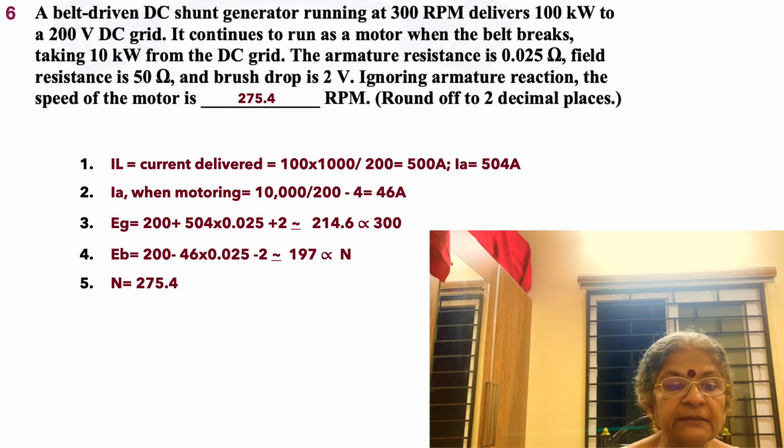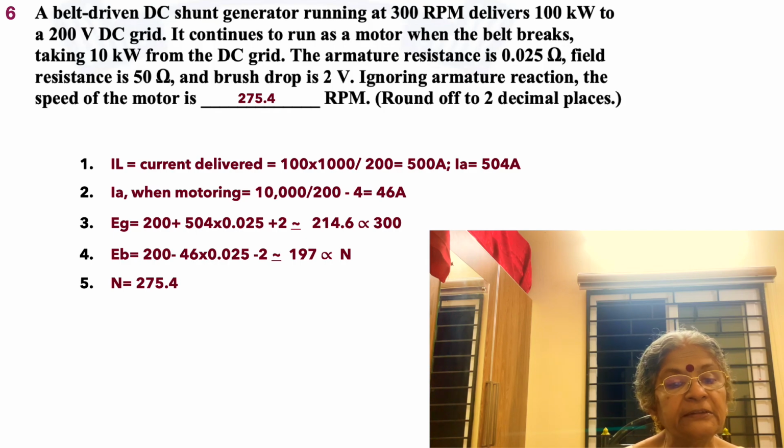Ignoring armature reaction, what is the speed of the motor? Let's start from the very beginning. What is the current? As I mentioned earlier, it is 100 into 1000 divided by 205 amps, plus the field current. This is not the only current the generator has to produce. It also has to produce the current required by the field. So that's it.